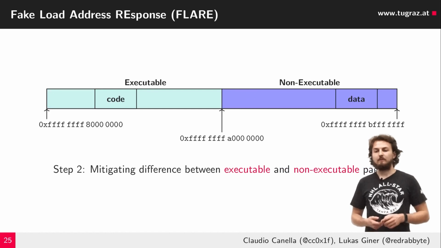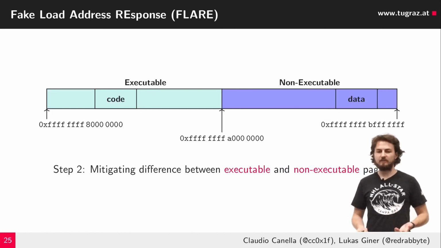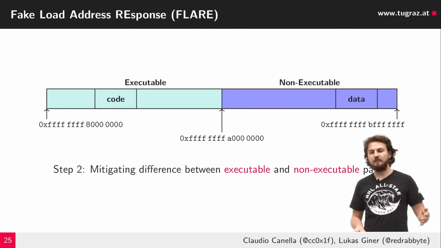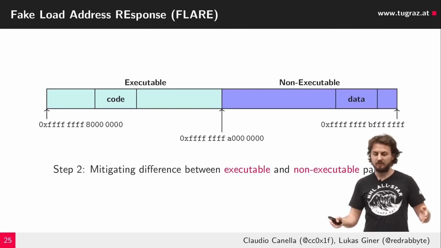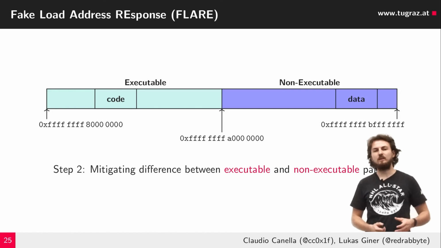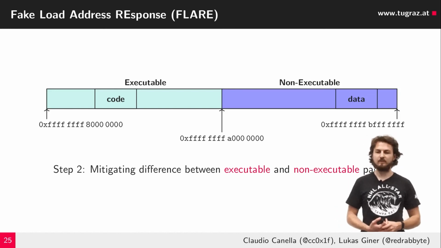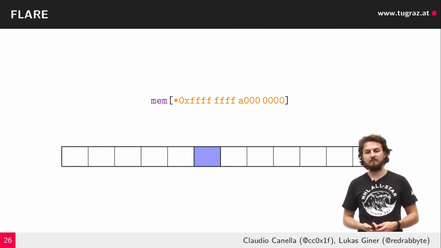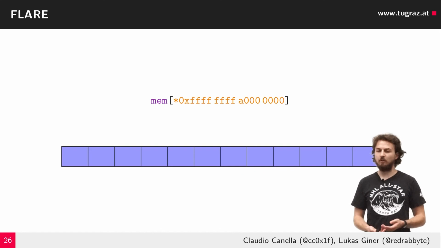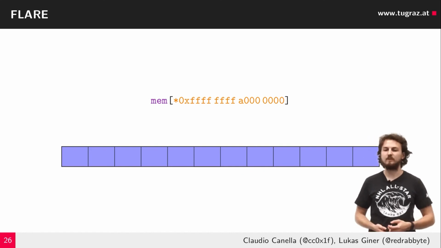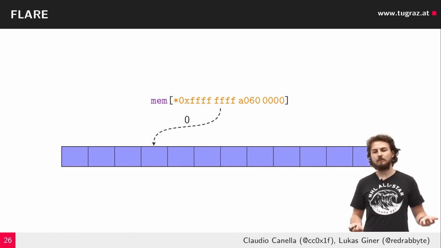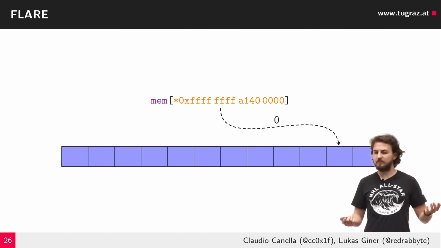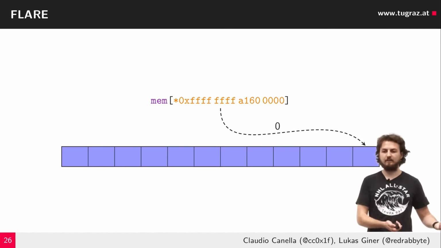In the second step, we want to mitigate the difference between executable and non-executable pages. And for that, we simply split the 1 GB memory range in half, fill the first half with executable pages, place the code section there, and the second half with non-executable pages and place the data there. So how does this then look if we perform EchoLoad on this? Here we fill out everything with the same type of memory pages, and now we get a 0 everywhere. So contrary to before, we more or less hit the needle in the haystack.